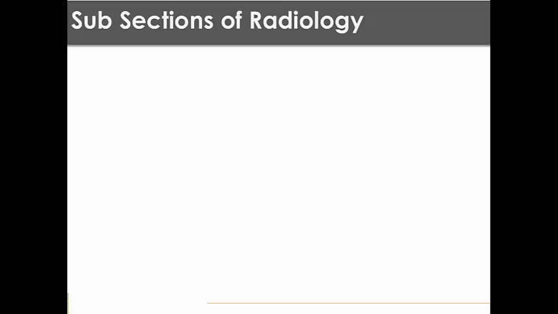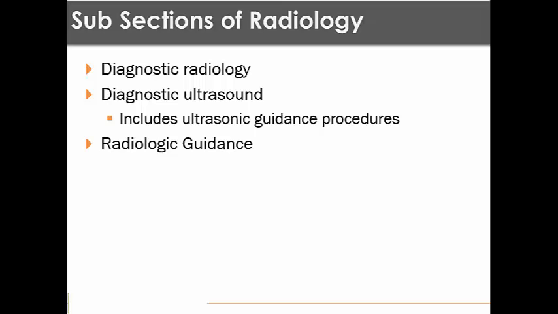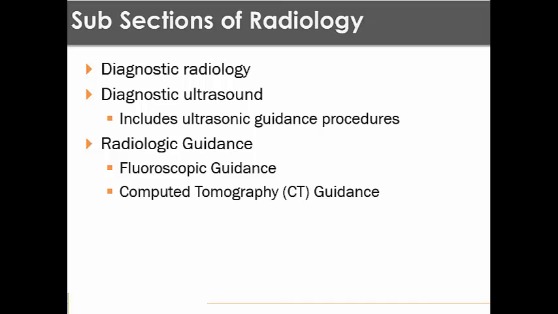The subsections of your radiology chapter in CPT are divided into diagnostic radiology, diagnostic ultrasound, which also includes your ultrasonic guidance procedures, and your radiologic guidance, which encompasses fluoroscopic guidance, CT guidance, and magnetic resonance guidance. Radiologic guidance is used in procedures for placing, replacing, or removing catheters, needles, central lines, and localizing an abnormal mass or tissue and needle placement, so that when a surgeon goes in to operate, they know where they're going.